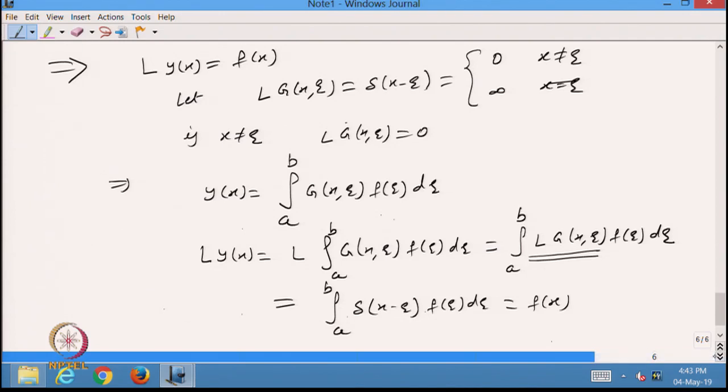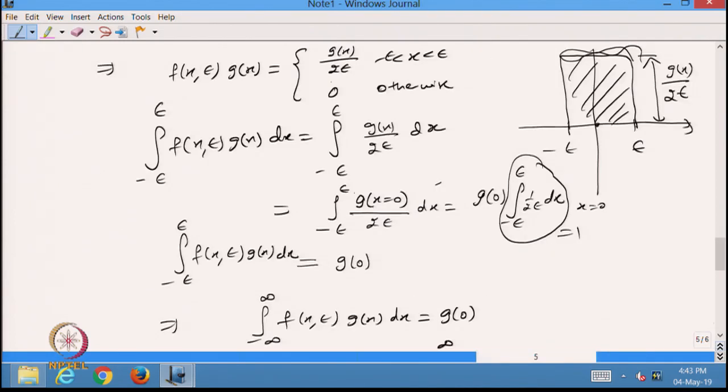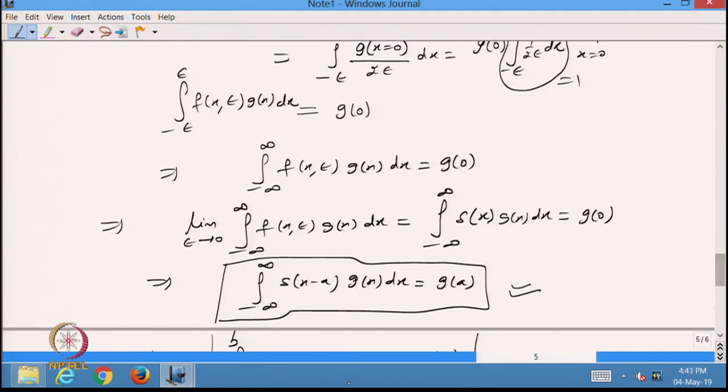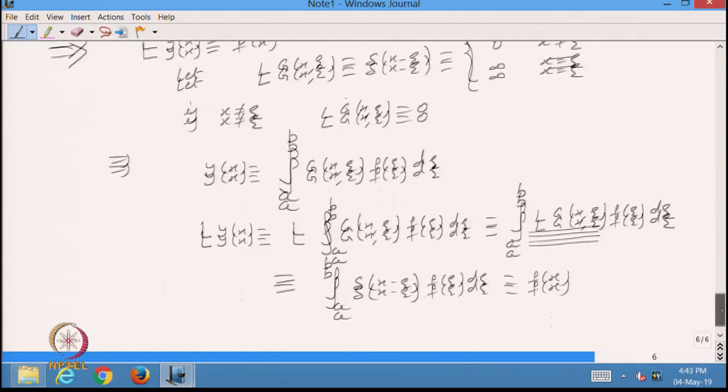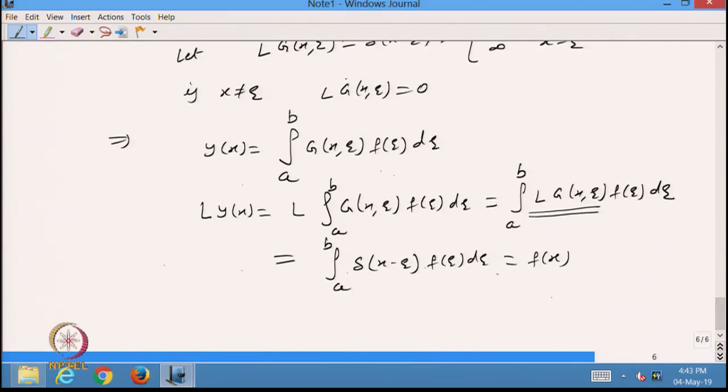In the previous one we were taking the integration with respect to x, and we got the value there. The same thing is coming here. In this case I am taking the integration with respect to xi, so I will get f(x). So from here I get that L of y(x) is equal to f(x), and that is the given differential equation we are solving.